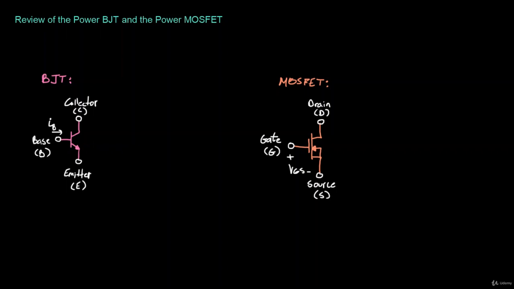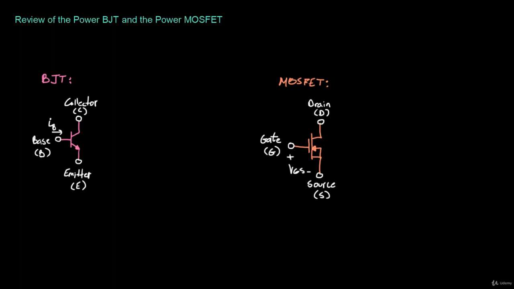Before we get started taking a look at DC to DC converters, let's talk a little bit about the power BJT and the power MOSFET. So unlike the diode, the power BJT and the power MOSFET are fully controllable devices, meaning that whether they're on or off is determined by an external signal that we can provide to it.